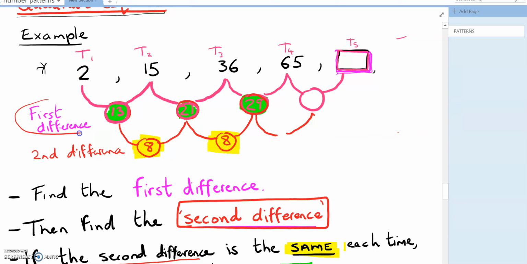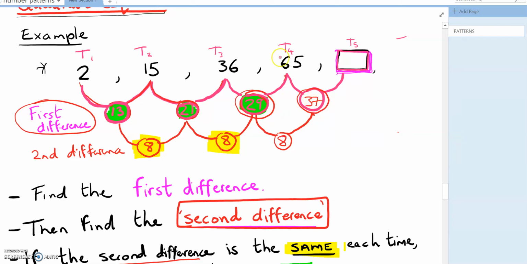I found the first difference, first of all. So that's the difference between these numbers. I got 13, 21, 29. Then I found the difference between these differences. So what's the difference between 13 and 21? It's 8. And what's the difference between 21 and 29? It's also 8. So that means that here should also be 8. So the difference between 29 and the next difference is also 8. So I have to add on 8 to 29. That gives me 37.